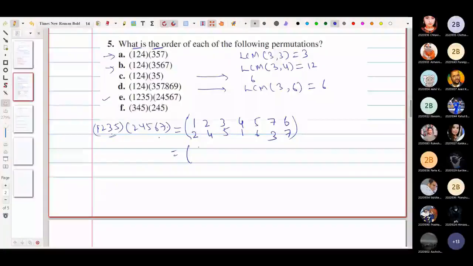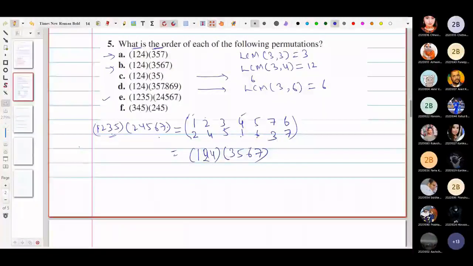So you can write them as a product of disjoint cycles. 1 goes to 2, 2 goes to 4, 4 goes to 1. So 1 2 4 is one cycle. We are done with 1, 2, and 4. Then let us see 3. 3 goes to 5, and then 5 goes to 6, 6 goes to 7, and then 7 goes to 3. So we have written this as a product of disjoint cycles. You can see in these two cycles there is no symbol common.